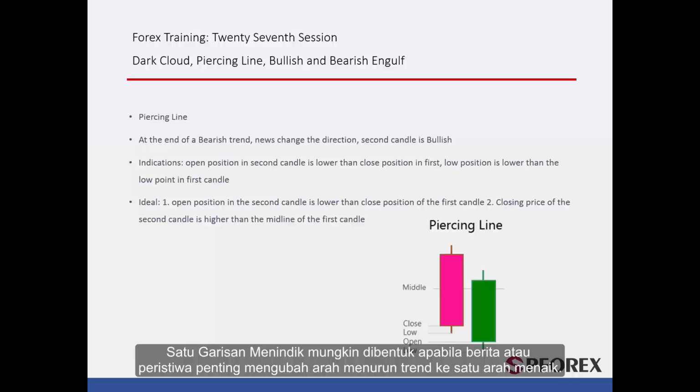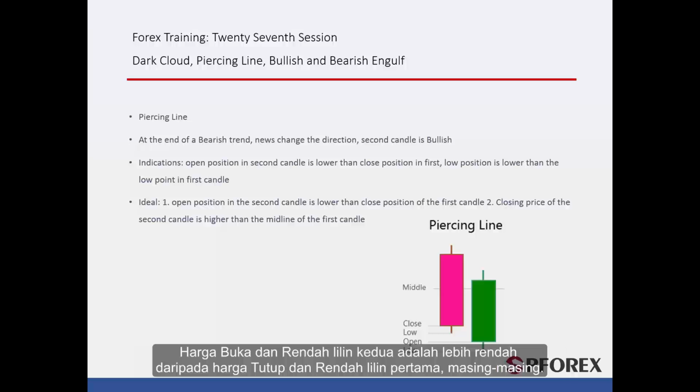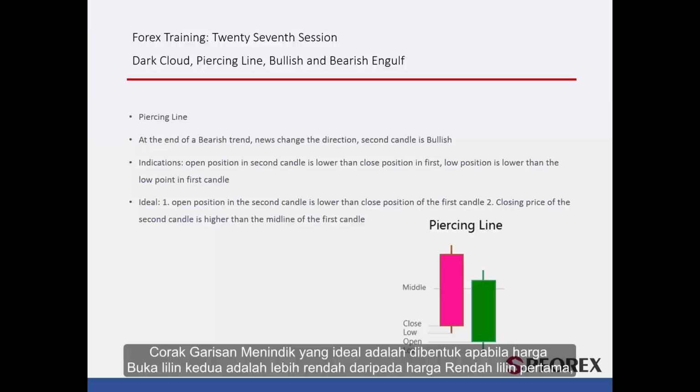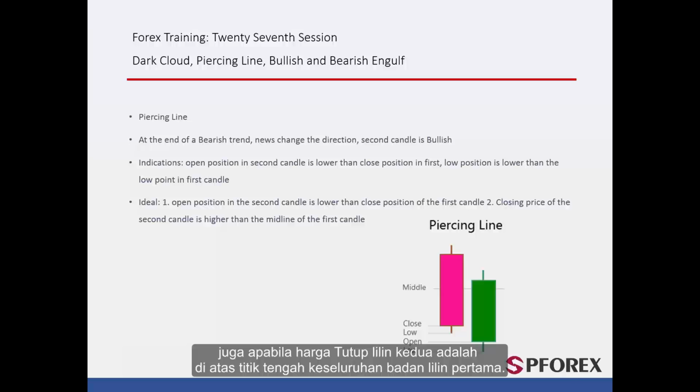The open and low price of the second candle is lower than the close and low price of the first candle, respectively. The ideal piercing line pattern is developed whenever the open price of the second candle is lower than the low price of the first candle. Also, whenever the close price of the second candle is above the midpoint of the first candle's whole body.